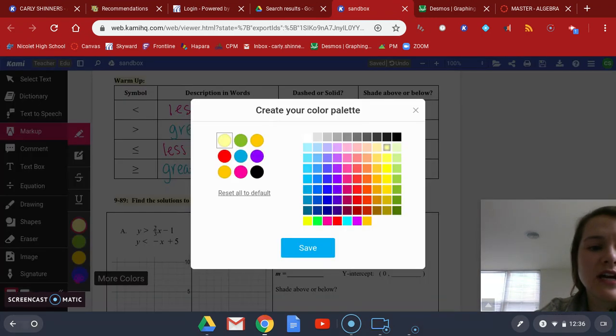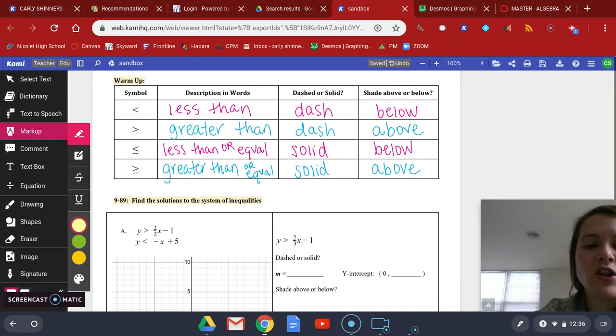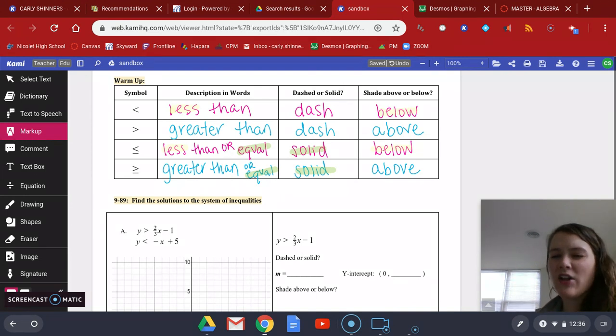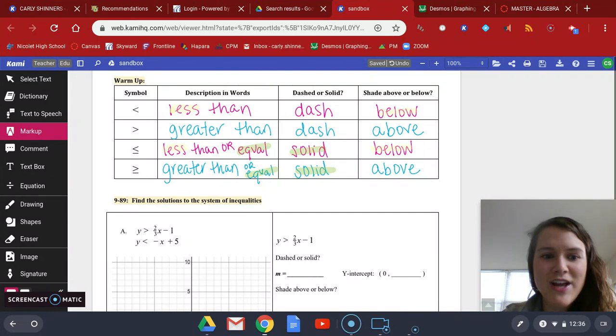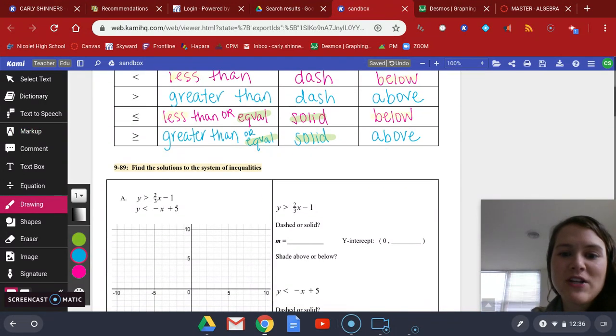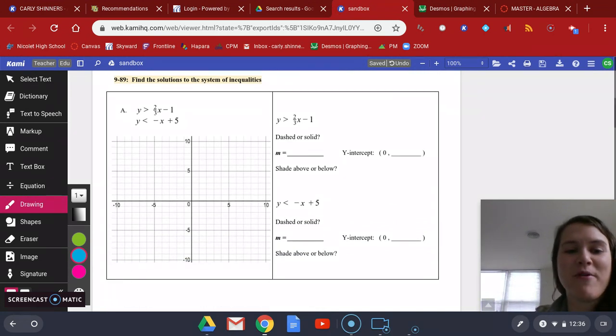So I might take a couple minutes here and just look for some patterns, right? So less, below, below. All right, so if it's a less than, you're going to shade below. If it's or equal, it's going to be solid, solid. So just looking for some of those things so you can get a little bit quicker at doing some of these problems, all right? With that, let's jump in and do our first system, okay?